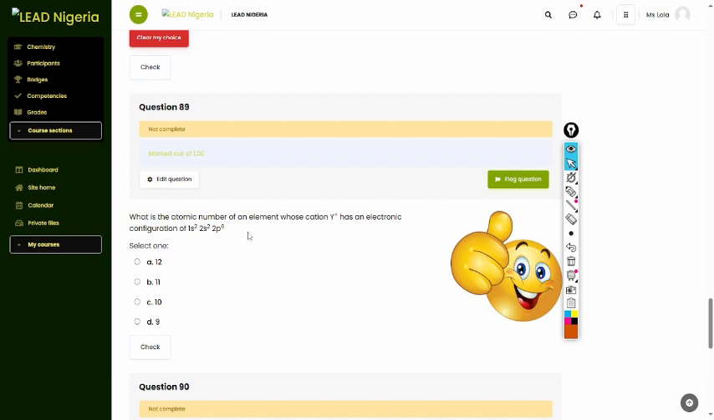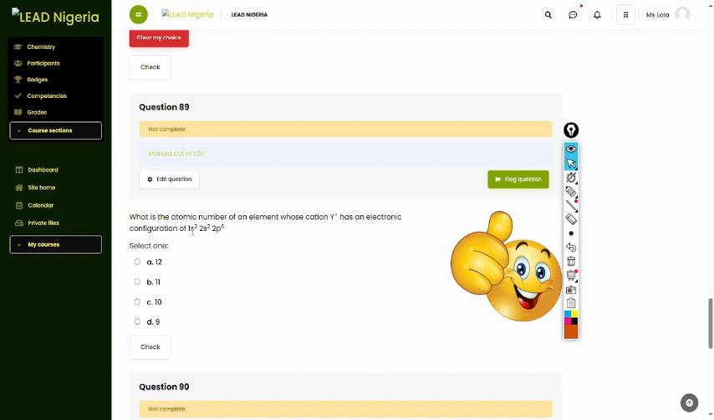What is the atomic number of an element whose cation Y+ has an electronic configuration of this? Okay, so this is the configuration of the ion, but we need to know what the atomic number is as a neutral atom. So Y+ means that it lost 1 electron, which means that for it to be complete as a neutral atom, it needs to have 1 more electron.